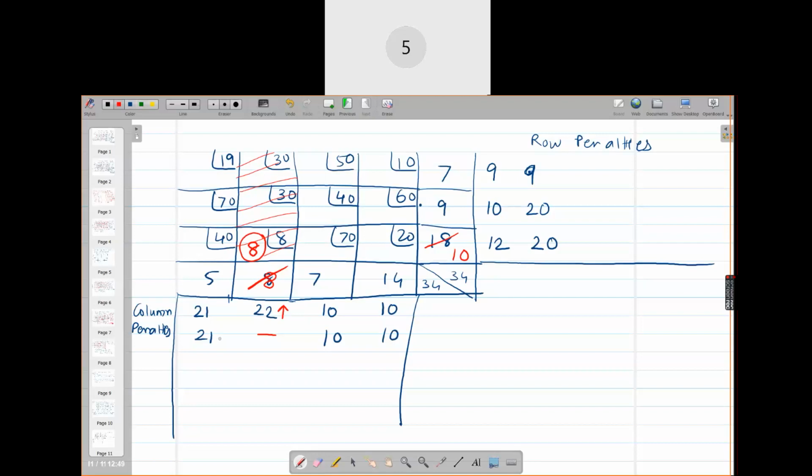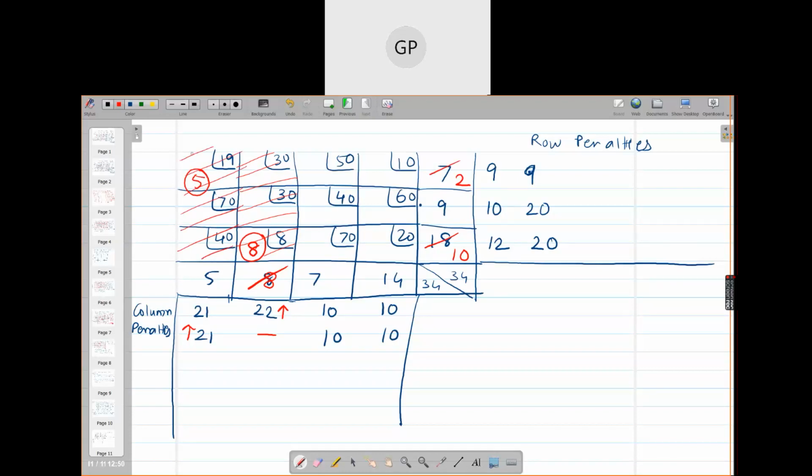Now the largest penalty, 21, corresponds to the first column. And what is the least cost in that column? 19. And what is the situation? It needs 5 and the supply is 7. You can give all 5 units that it needs, 2 or less. And therefore, the demand at this destination is also fulfilled.